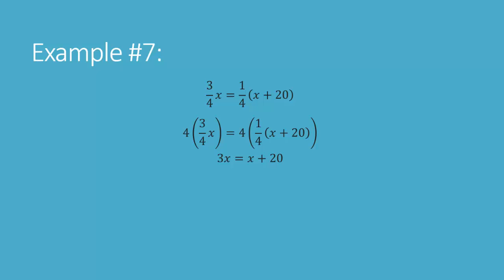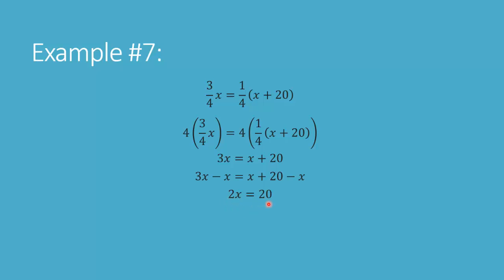Now we get to the next step. We need to move x over and isolate it on one side. The easiest way to do that is to get rid of this x. Since it's positive, we need to do the opposite of it, and that is to subtract it from both sides. So this x minus this x will destroy each other. So we're left with 3x minus x equals 20, and 3x minus x is just 2x.